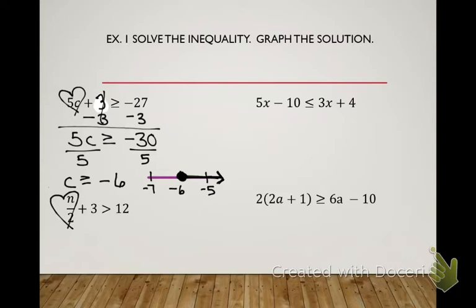Hayden, what do I do next? Subtract by 3 on both sides. Yes, sir. Subtract 3 on both sides. N over 2 is greater than 9. Can anybody raise your hand and tell me what would be my next step to get n by itself?